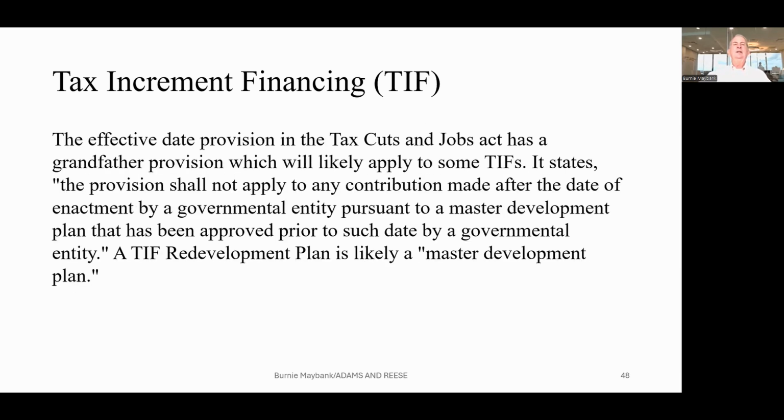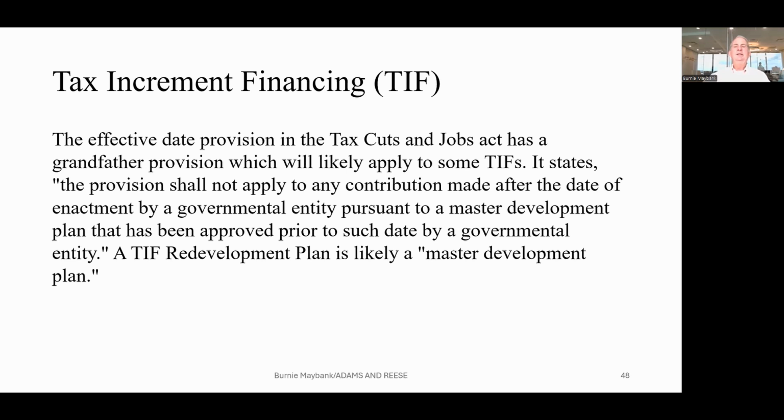So as I mentioned, there is an exclusion. The Act contains an exclusion. The provision shall not apply to any contribution where the governmental unit established a master development plan prior to the effective date provisions of the Tax Cuts and Jobs Act. So that's a TIF plan that was established prior to December of 2017. And a TIF redevelopment plan is likely a master development plan. The IRS hasn't said that, but you certainly have a strong argument in that regard.